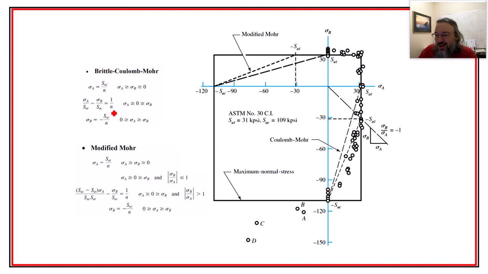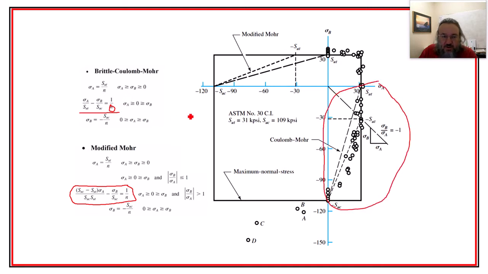It's one of the reasons why I'm just going to stick with the brittle Coulomb-Mohr: when we go to find the safety factor, it's just a little bit easier to digest. If you want to go for the modified Mohr, here's the safety factor that you would need to use. And that's only down in this quadrant right here, by the way. The other quadrants are quite easy to deal with.